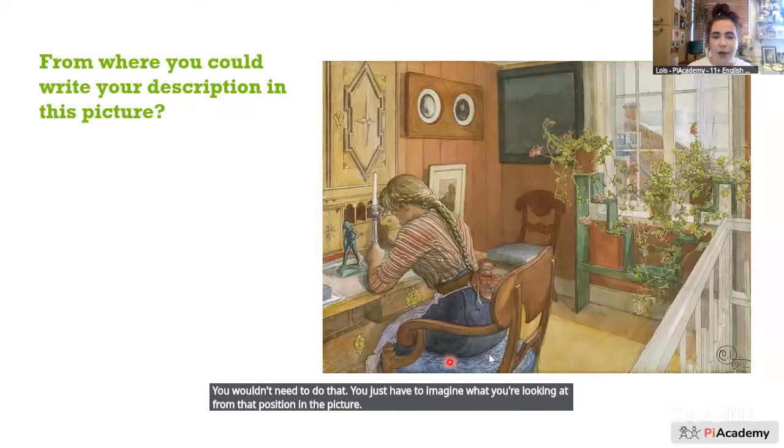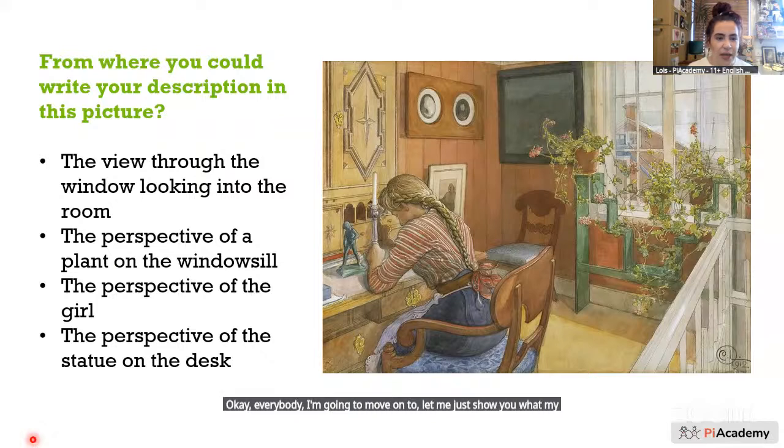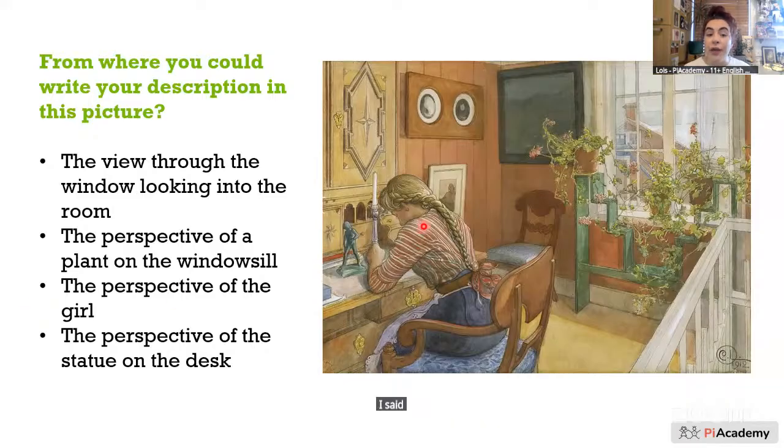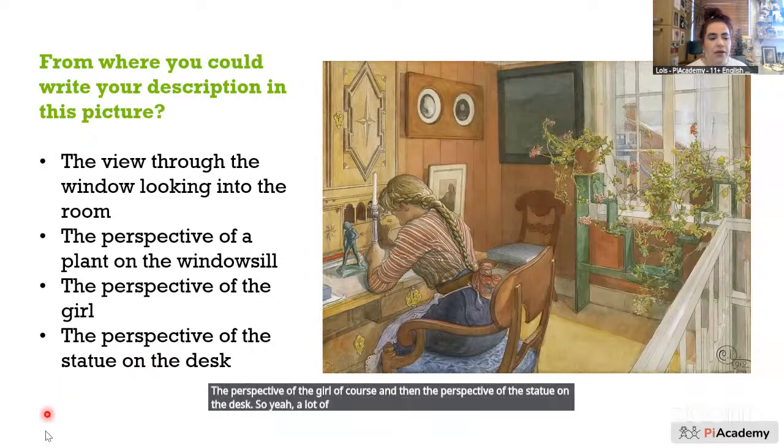Okay, everybody, let me just show you what my ideas were as well, actually. I think some of you said some similar ideas. I said it could be the view looking through the window, looking into the room. The perspective of a plant on the windowsill. I think a lot of you said that. The perspective of the girl, of course, and then the perspective of the statue on the desk. So yeah, a lot of you suggested those similar things. Okay, how am I doing for time? All right.